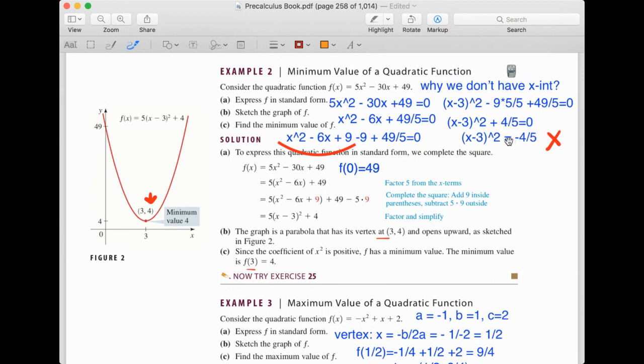So that's it. So that means this one has no x-intercept. Okay, this is why we don't have an x-intercept for this. And also we know it's an upward parabola because the number before x squared, 5, is positive. And we know the y-intercept. The y-intercept is (0, 49). Then we can graph this.